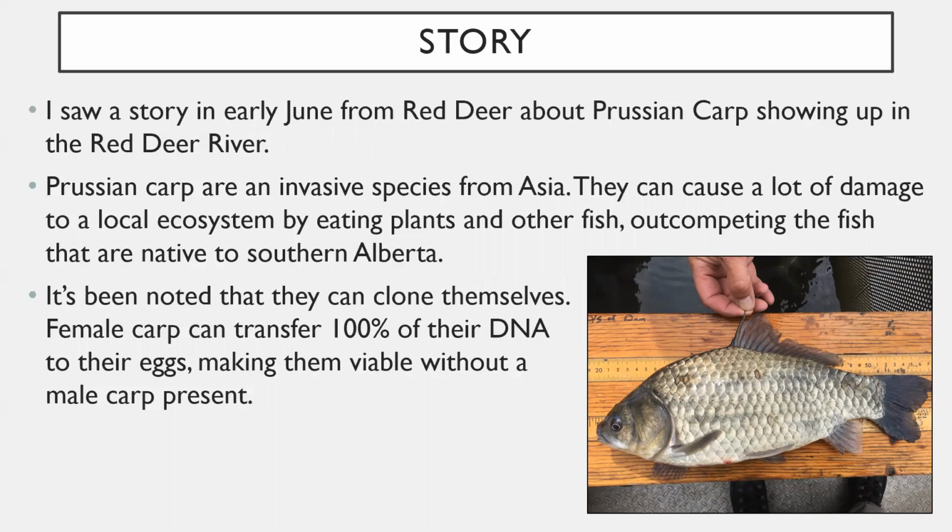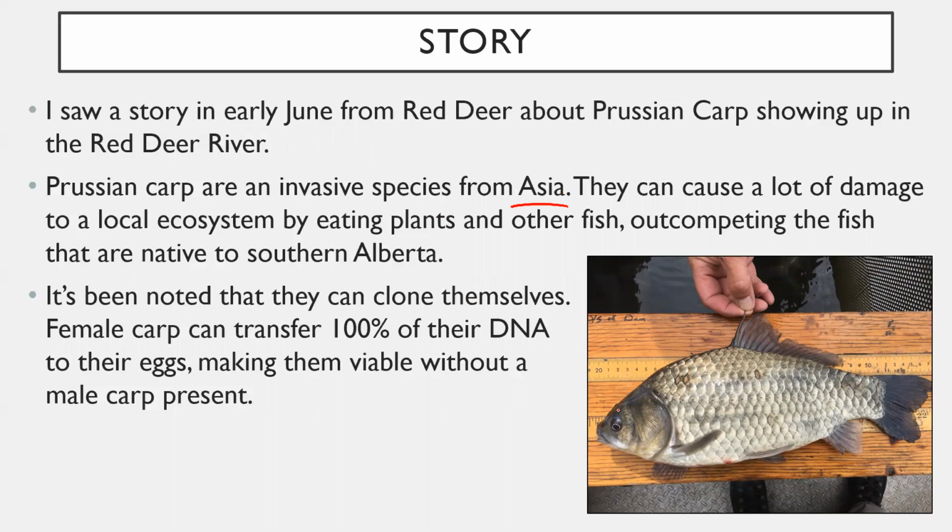It was actually about the Red Deer River, that they've actually identified Prussian carp showing up in the Red Deer River. Now, the reason this is important is that Prussian carp are an invasive species that come from Asia, and we're not really sure how these Prussian carp got in the river. Perhaps someone had one as a pet, or perhaps they were using it as like live bait or something like that, and they released it, but now they're found in the Red Deer River.